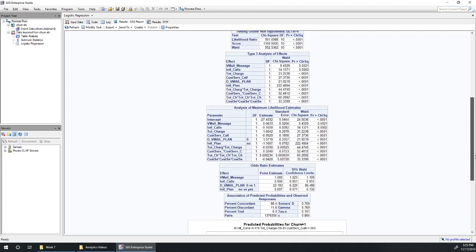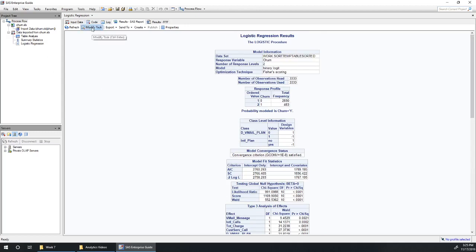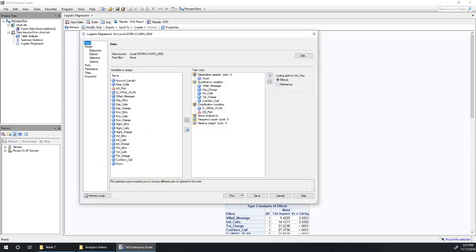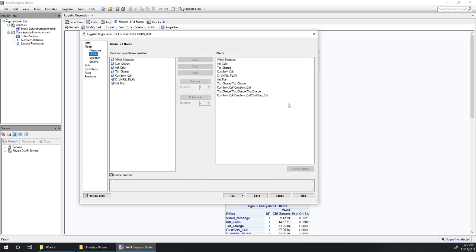But we'd really like to see what the effect of total charge and number of customer service calls is. So it turns out there is a way to get those, but we've got to do something a little awkward. Under Modify Task, in the Model.Effects tab, you'll see voicemail messages up the top here for me. If it wasn't up the top for you, whichever of the numerical variables appears first in this effects list, that's the one that it's going to give you that graph for.